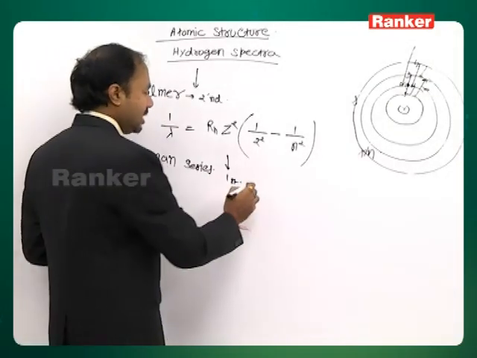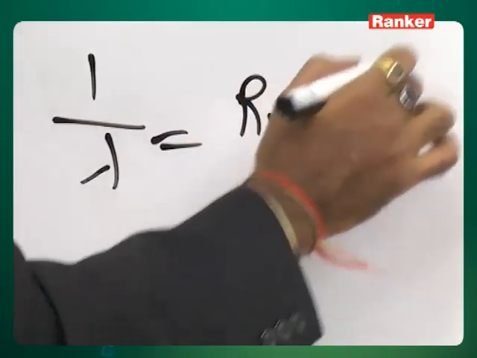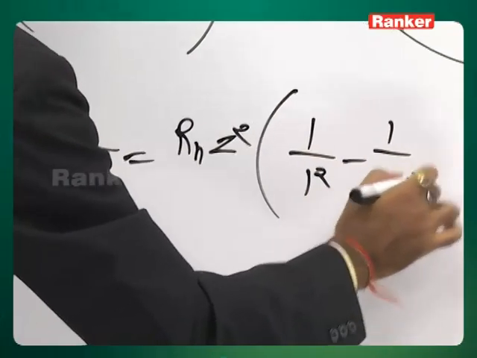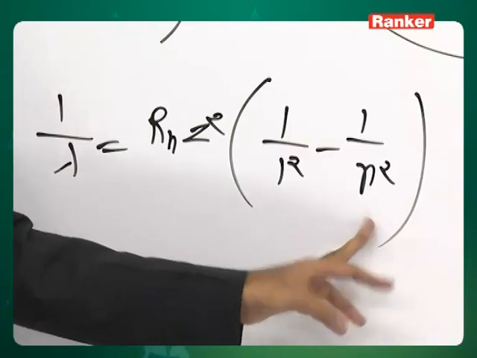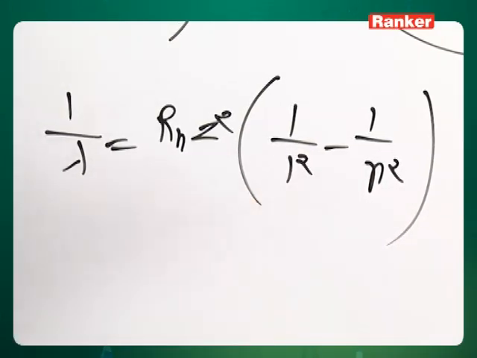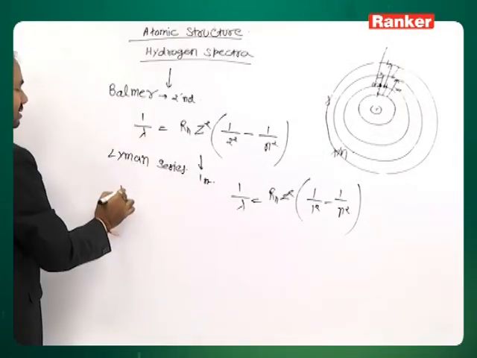Formula similarly will become 1 by lambda equals RH Z square into 1 by 1 square minus 1 by N square. N again may be any higher shell, somewhat less than infinite. So if they de-excite up to first shell, then we say that the lines fall in Lyman series. Similarly, after Lyman and Balmer, we have got Paschen series.